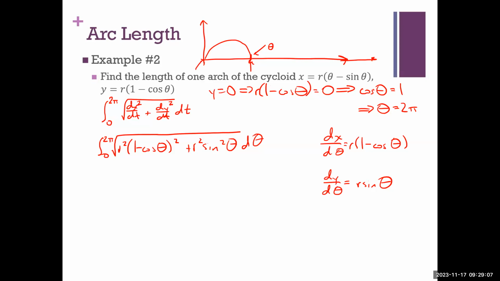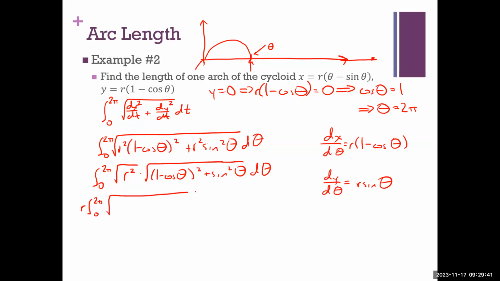I think I can take an R out, so let's do that slowly. We just pick out square root R squared. I'm going to take out a square root of R squared, and then what's left is 1 minus cosine theta squared plus sine squared theta. Yeah, you have to expand it. So let's expand it and see if anything convenient happens for us.